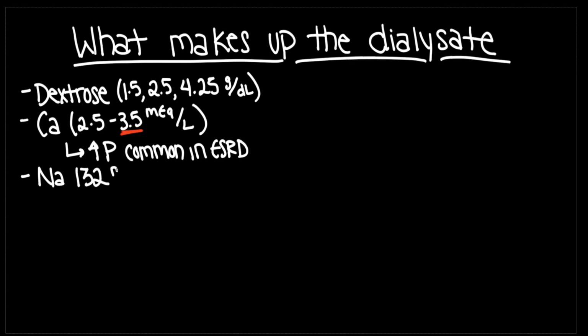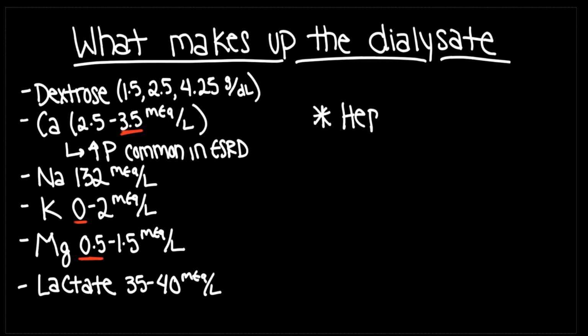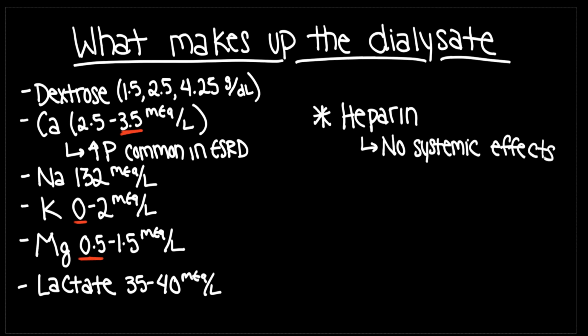Other additives include sodium, potassium, which is not usually used but can be added for patients with hypokalemia, magnesium, and lactate. Heparin can be added into the dialysate to decrease the activation of fibrin and avoid clotting. Interestingly, the heparin stays localized and does not have systemic effects, so it can even be used in patients at risk for systemic bleeding. Heparin is often added in during episodes of peritonitis, where there can be an increase in fibrin development. Lastly, antibiotics can also be added directly into the PD fluid to treat peritonitis.